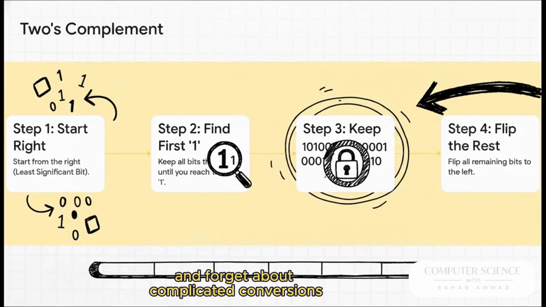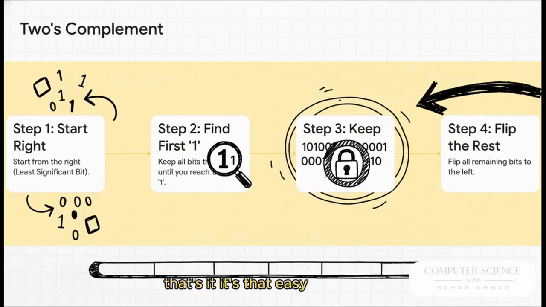And forget about complicated conversions. Here is a dead simple shortcut to get it right every single time. To make a binary number negative, you start from the right-hand side. You leave every single bit the same all the way up to and including the very first 1 that you find. Then you just flip every other bit to the left of it. That's it. It's that easy.